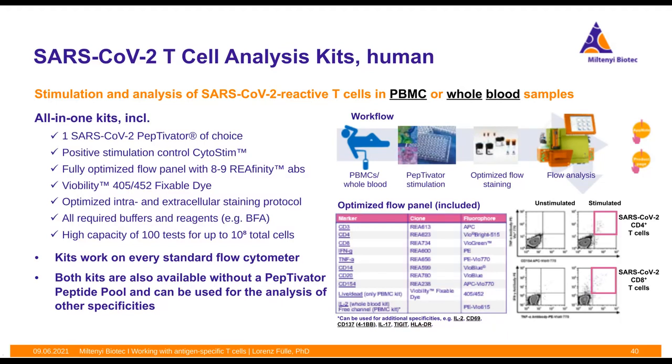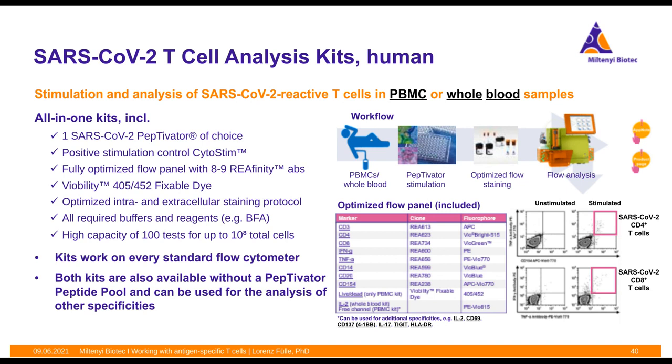Apart from the REAffinity recombinant antibodies, we also have many all-in-one solutions in the form of kits, which will help you to analyze antigen and virus-specific T cells. For example, more recently, we added the so-called SARS-CoV-2 T cell analysis kits, which allow you to stimulate and analyze SARS-CoV-2 reactive T cells in PBMC or whole blood samples. The kits already contain a SARS-CoV-2 peptide pool, and we included a fully optimized flow panel of 8 to 9 REAffinity antibodies, depending on the version of the kit.